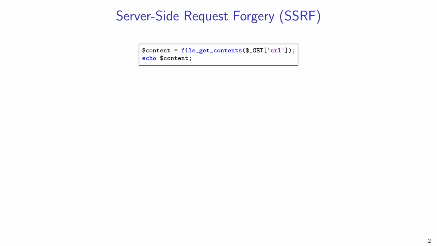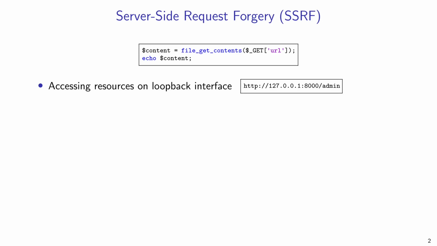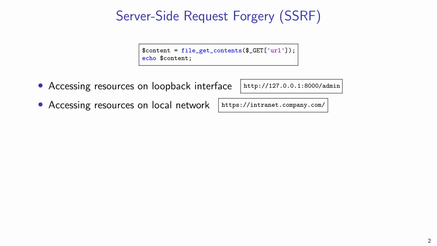So this may lead the attacker to access services running on the server's loopback interface, where internal APIs or admin panels often reside and may not require authentication. Additionally, it lets attackers access resources on the local network or firewalled services that only allow connections from the server's IP address.